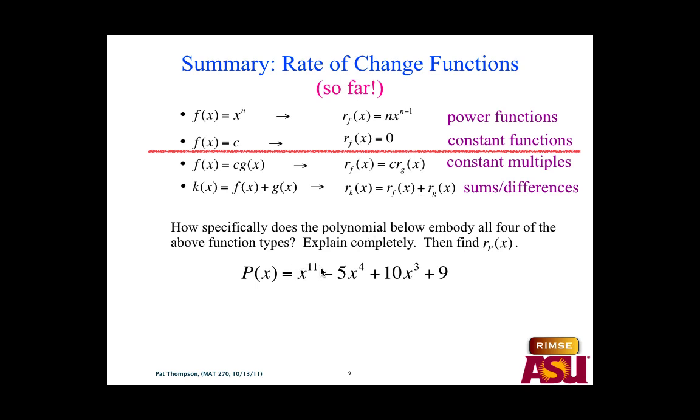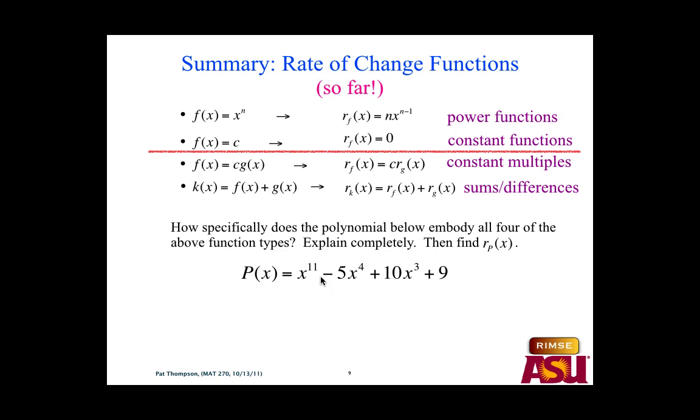So for this first term, x to the 11th power, that's a power function according to our first rule up here. X to the power n has a derivative n x to the n minus 1. What would that turn into for x to the 11th? The rate of change would be 11x to the 10th.